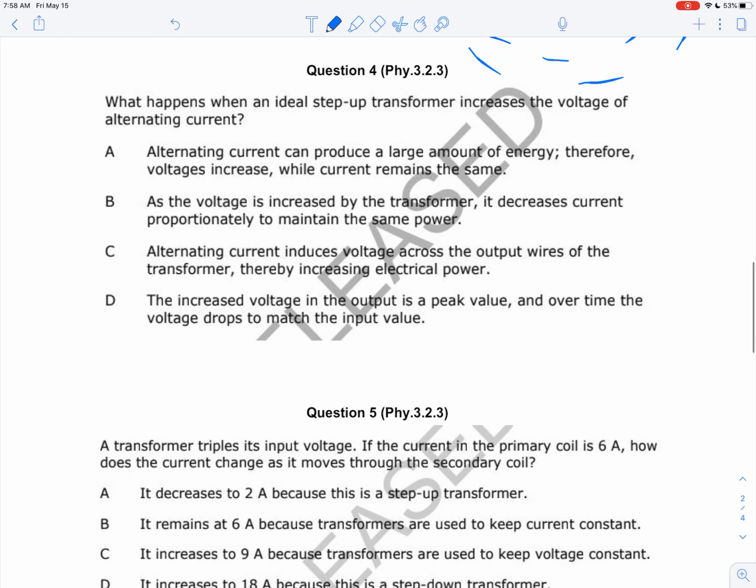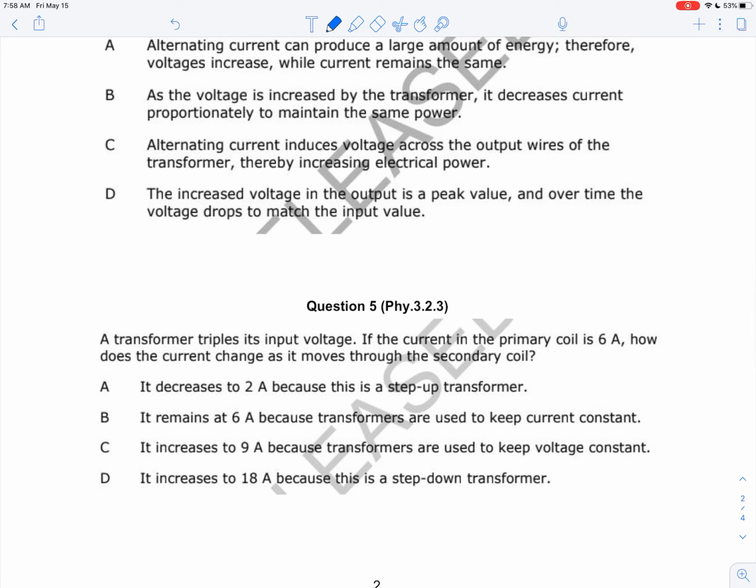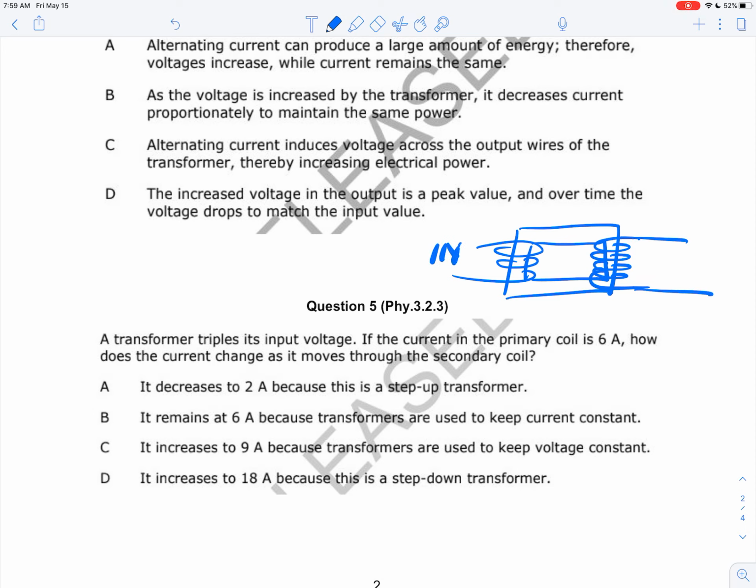Number 4. What happens when an ideal step-up transformer increases the voltage of alternating current? So if I draw just a simple drawing here of a transformer, let's say there's our iron core, and here's our primary coil, that's where the current goes in, and here's our secondary coil, and my secondary coil has got a lot more loops than my primary coil. So if the current is going in here and out here, this is a step-up transformer, because we've got a few turns going to many turns.